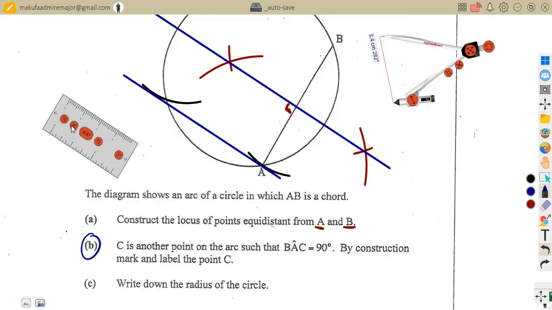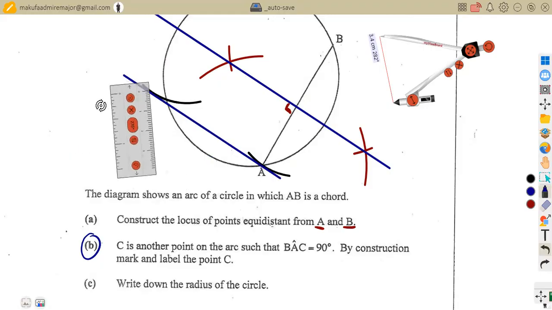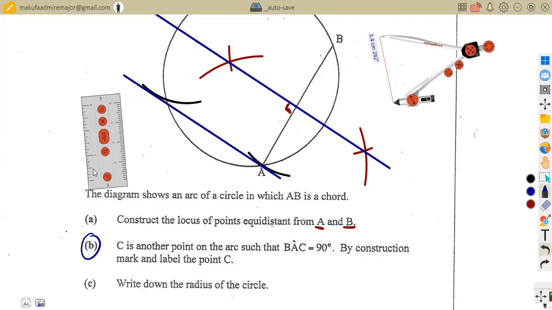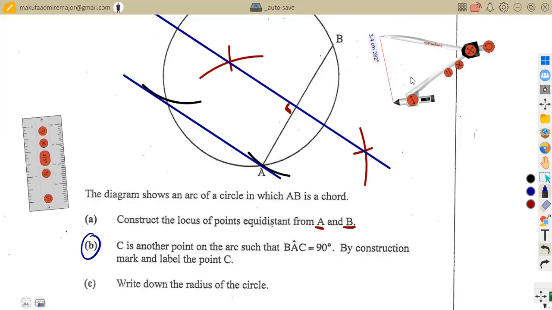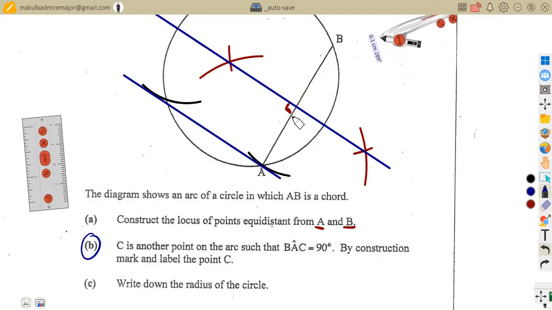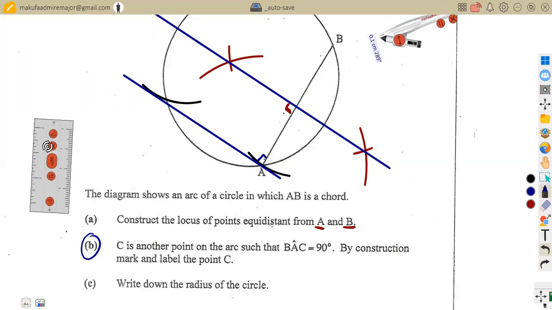These two lines, they will never meet. So meaning to say these two lines, they are parallel. And if they are parallel, it means this angle is 90, also this angle is 90. From which concept? We're talking about co-interior angles adding up to 90. So that was how you were supposed to attempt this question.